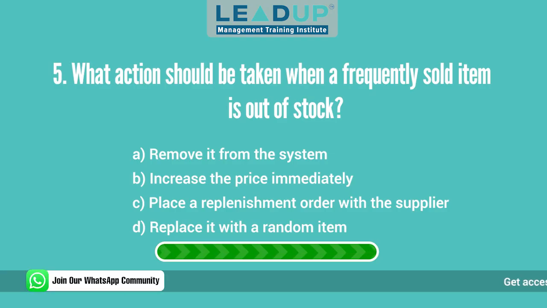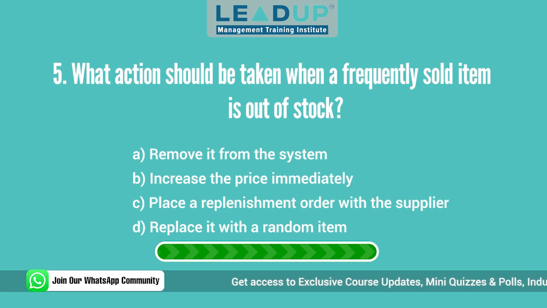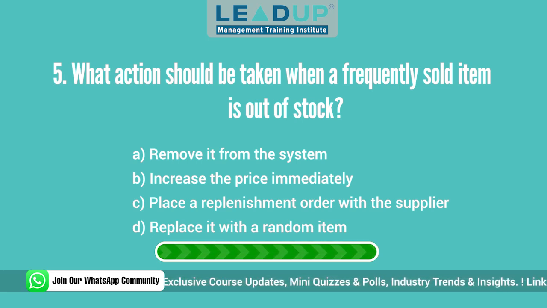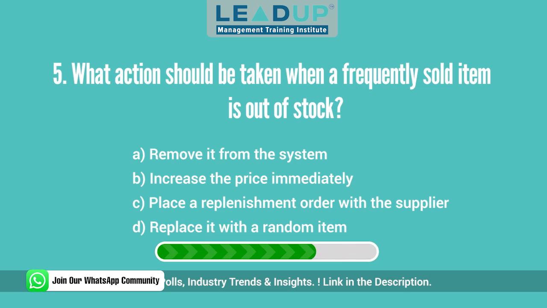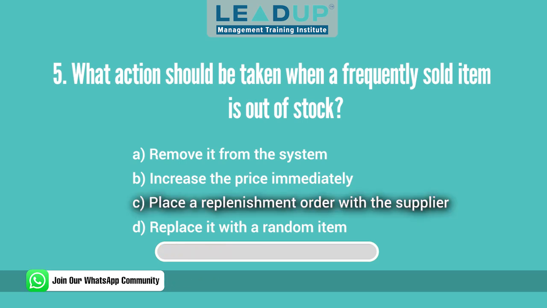Question 5. What action should be taken when a frequently sold item is out of stock? A. Remove it from the system. B. Increase the price immediately. C. Place a replenishment order with the supplier. And D. Replace it with a random item. Answer: place a replenishment order with the supplier.